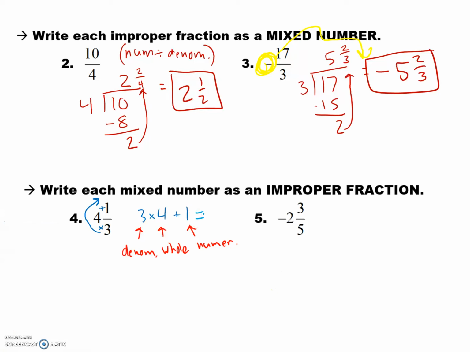And so then, 3 times 4 is 12, plus 1 is 13 thirds would be our answer for that. All right, let's do the same thing. Don't forget there is this negative here, so that will just make our answer negative.